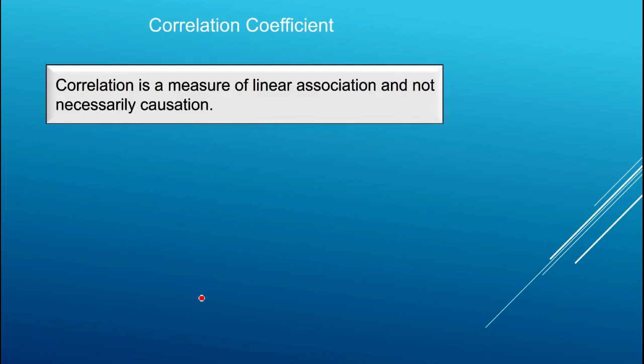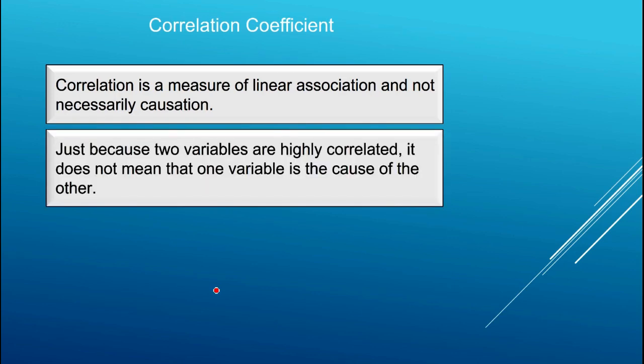The correlation coefficient is a measure of linear association, but not necessarily causation. There's a famous quip in statistics that correlation does not imply causation. Just because two variables are highly correlated, it does not mean that one variable is the cause of the other variable. It simply means that when one variable moves in a particular direction, there's a strong tendency for the other variable to move in a particular direction.